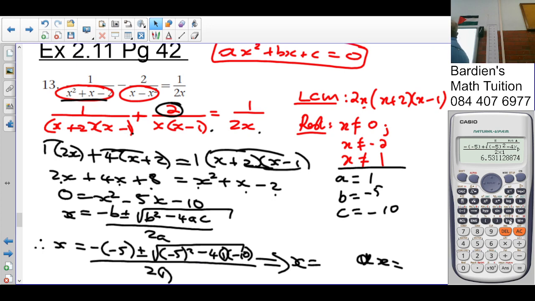It's going to give you 6,53. Is that correct? 6,53. And the other one is? The one dealing with the negative. It's going to be negative 1,5.